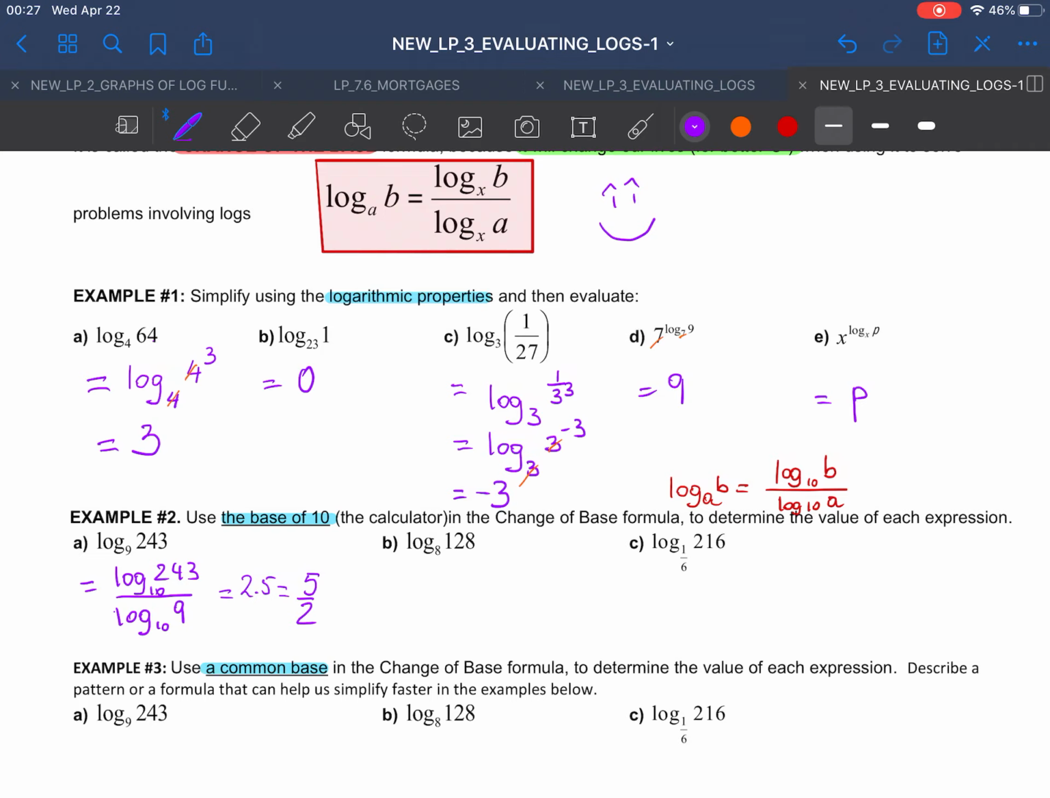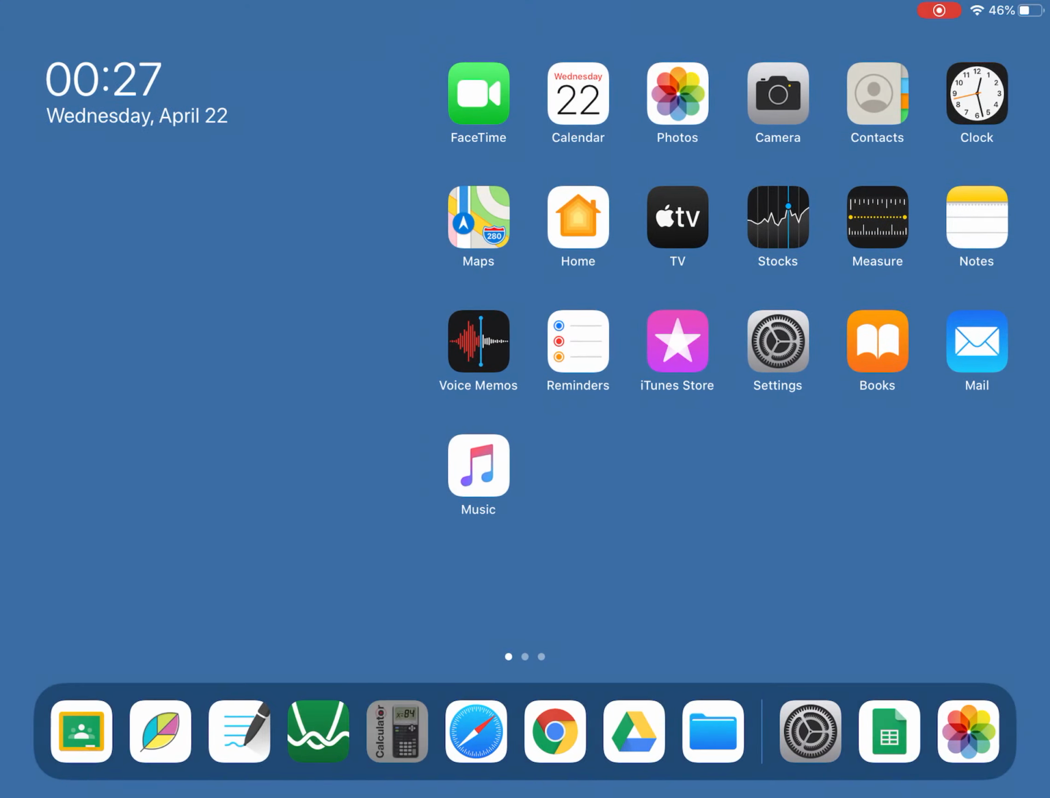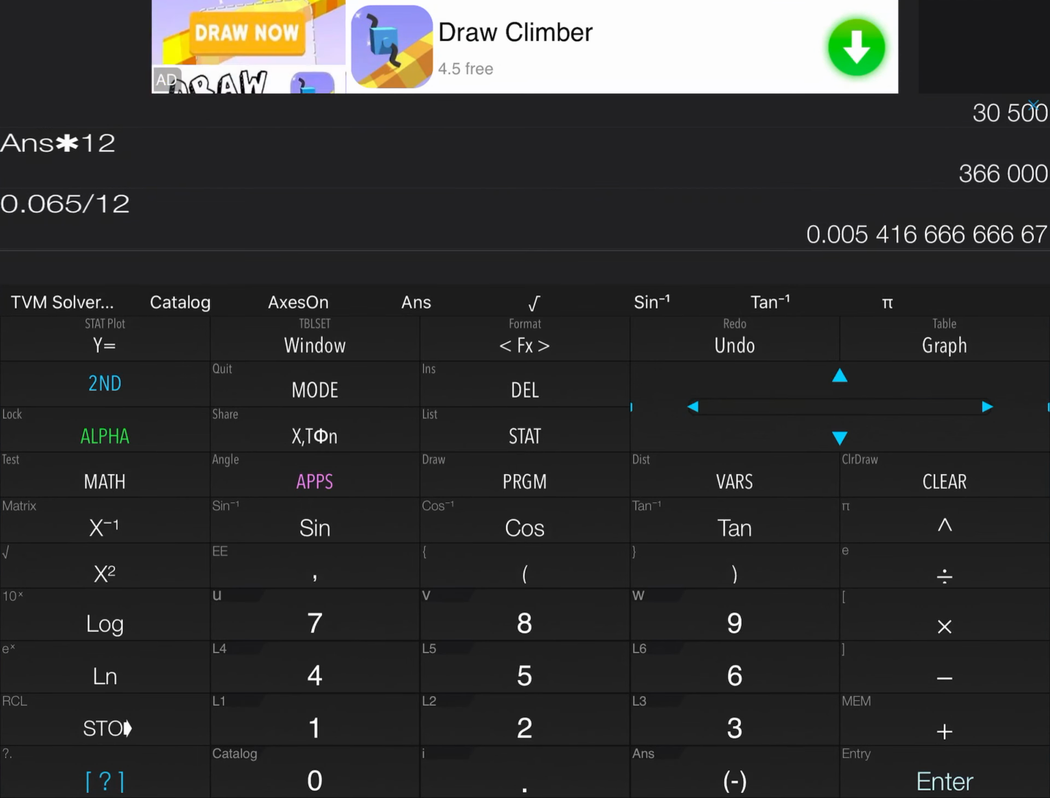Next question is log with base 8 of 128. So that would be log of 128 over log of 8. And what did we say the base was? The base was 10 for both. Okay, so again, we're going to use the calculator, log 128 over log of 8.